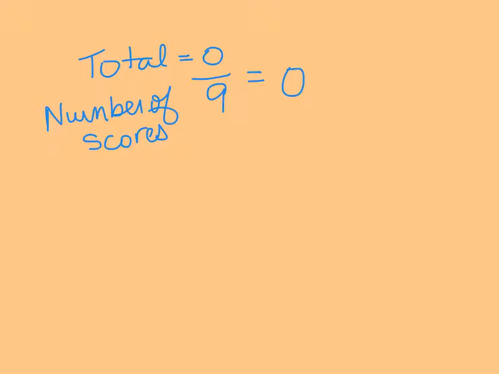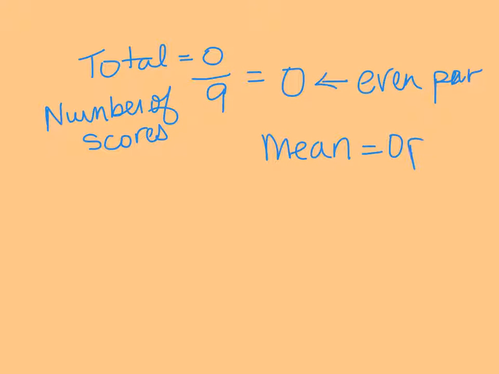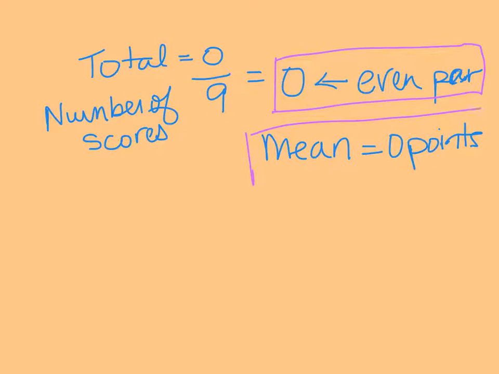We're dividing by 9. Okay, so this is our total, or excuse me, our average. So that is even par, is what that's called. Or if you simply want to say that the mean is equal to 0 points, that is perfectly acceptable as well. If you're not a golf person, you wouldn't necessarily understand what even par means. So I want to put it in there for those of you that are golfers, and if you're not, that's okay too. And here we are. That's our final answer. There we go.